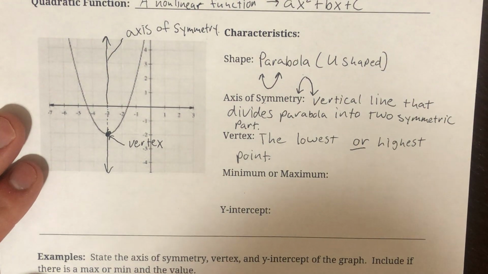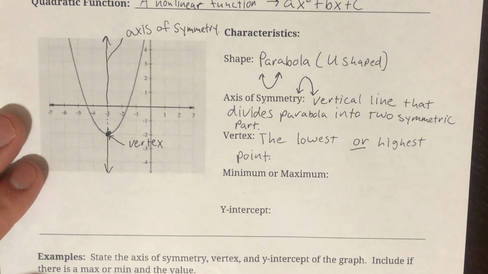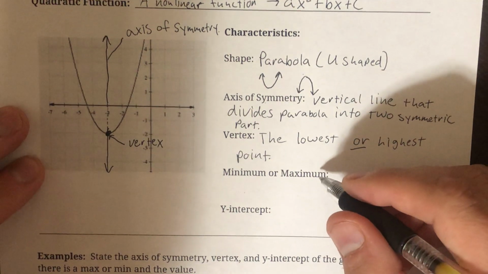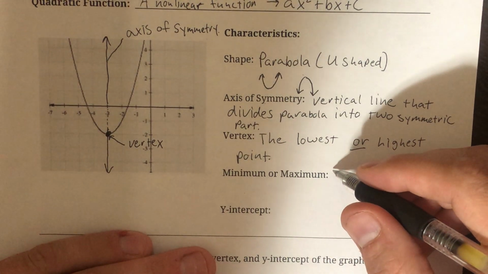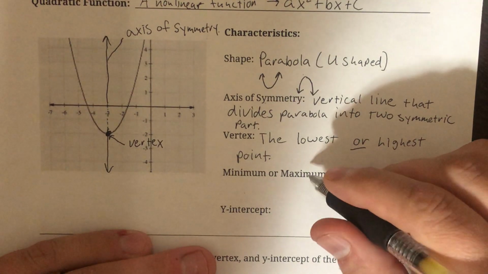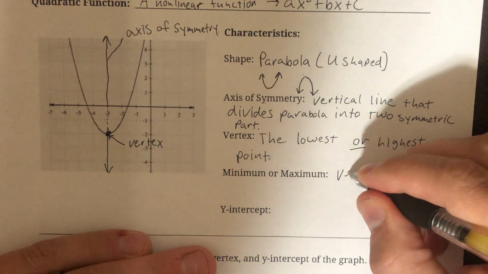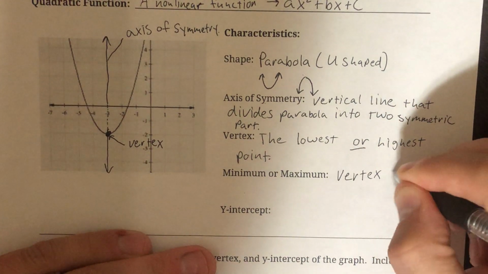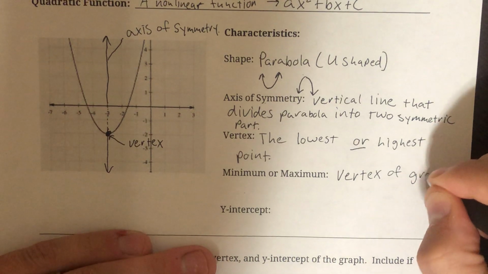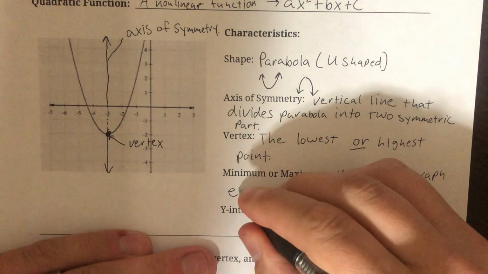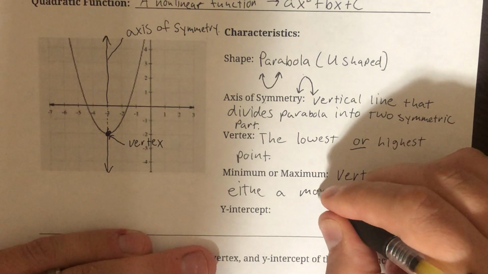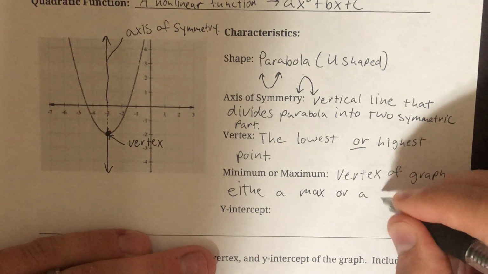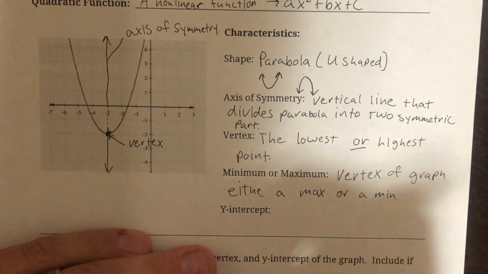Okay. The minimum or the maximum value. Each parabola could either have a minimum or a maximum. And we're going to identify those based off of the vertex. So the minimum or the maximum is always going to be the vertex of the graph. And it's either a max or a min. We're going to abbreviate those.